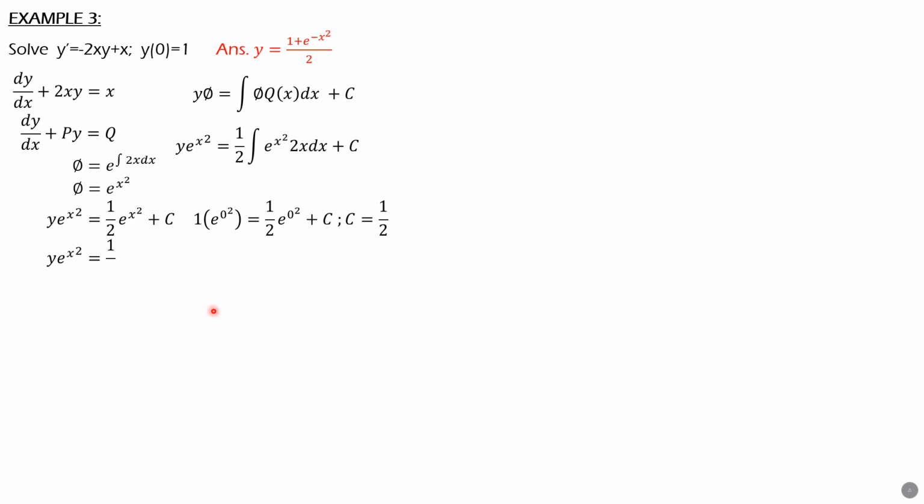And factoring out 1/2 and dividing everything by e to the x squared, the solution is y equals 1/2 times e to the x squared divided by e to the x squared, which is 1, then plus 1 over e to the x squared, so that is plus e to the negative x squared. So y equals 1/2 quantity 1 plus e to the negative x squared.